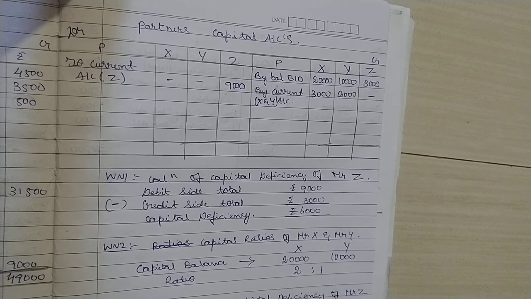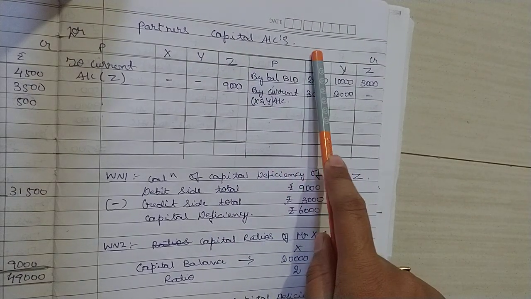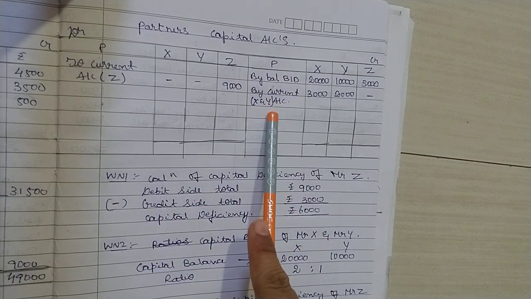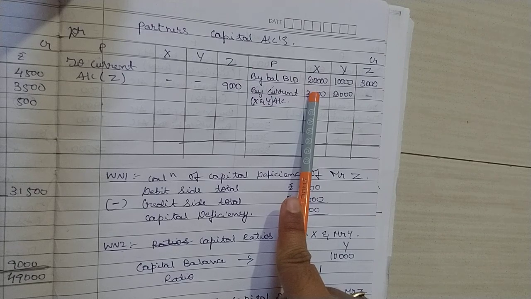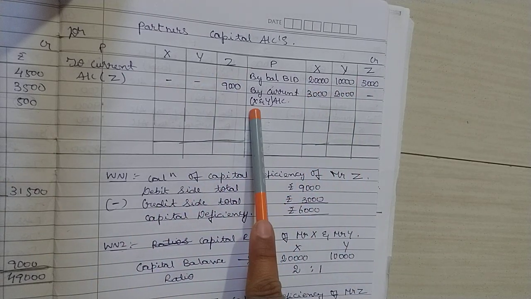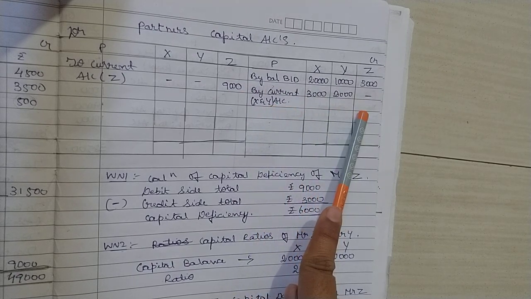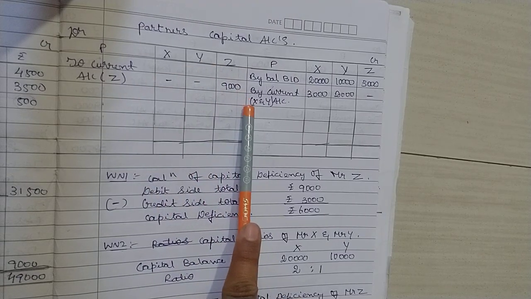Now after the partners' current account, we have to prepare the partners' capital account. Bring the balances of capitals and also transfer the balances of the current accounts. Balances of capital are 20,000, 10,000 and 3,000. Balances of current account we are transferring by current account. X and Y showed credit balance, so it is transferred on the credit side. Z showed debit balance, so it is transferred on the debit side.